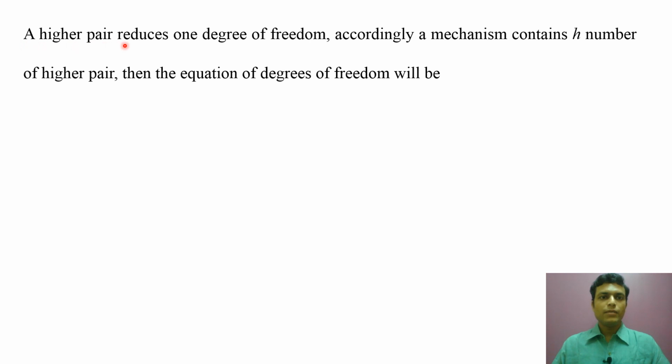Now we know a higher pair reduces 1 degree of freedom. Accordingly, for a mechanism which contains h number of higher pairs, what will the equation of degrees of freedom be? We can extend our equation: F equals 3 into n minus 1 minus 2j minus h, because one higher pair reduces 1 degree of freedom, so h number of higher pairs will reduce h degrees of freedom. So the equation becomes F equals 3(n minus 1) minus 2j minus h.